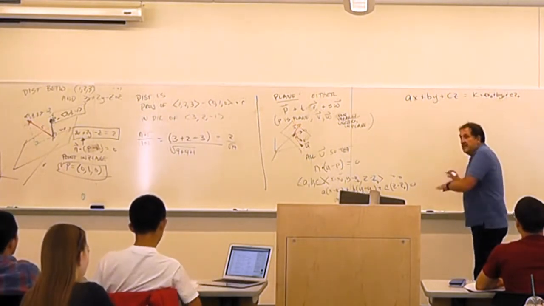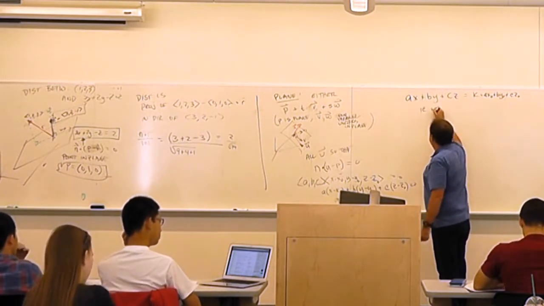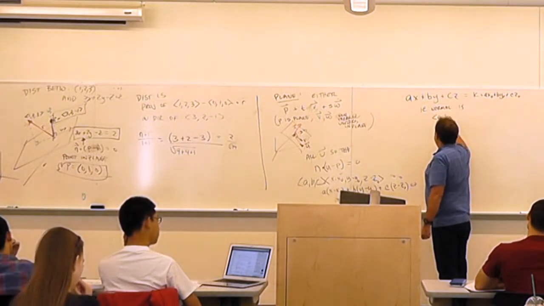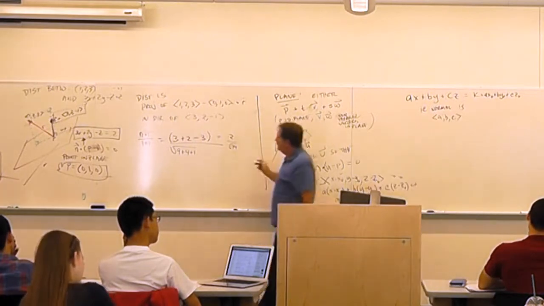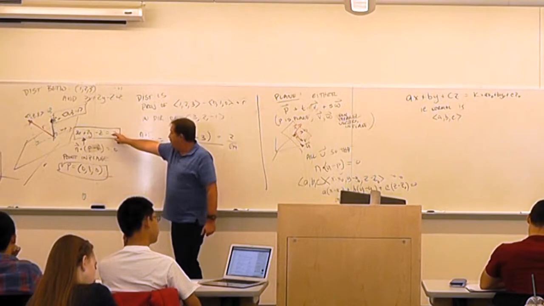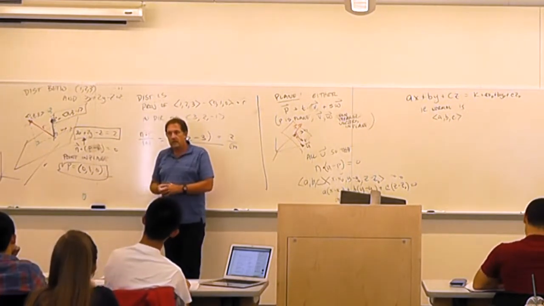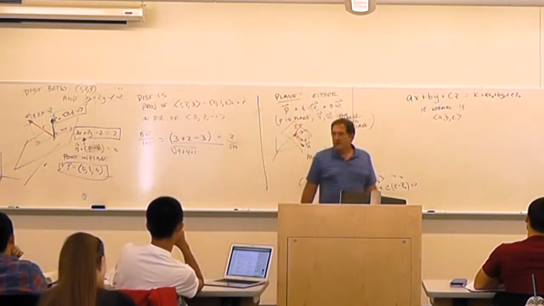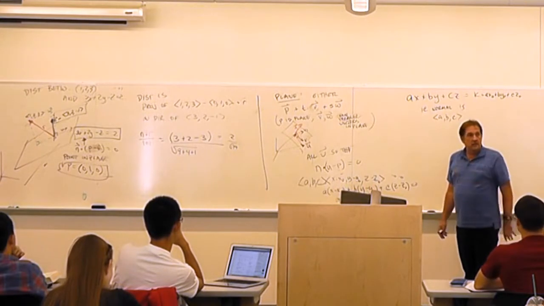Okay? So just thinking about how planes work, that tells me my normal is a, b, c. So here I have the equation 3x plus 2y minus z, which tells me that the normal vector is 3, 2, negative 1. So that was a long trip to get somewhere, but I think it's important that you guys are clear on that.